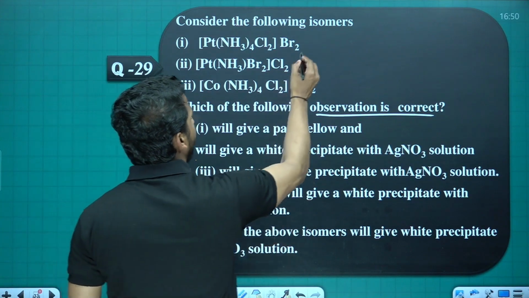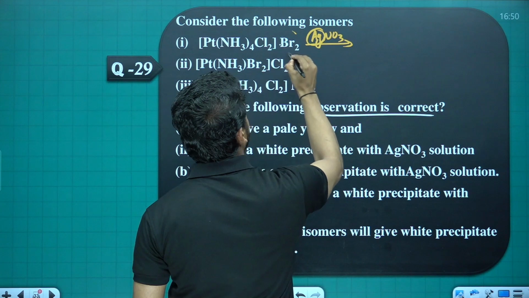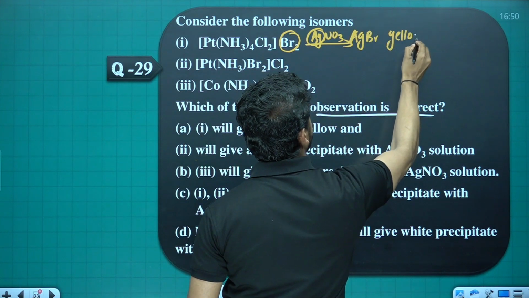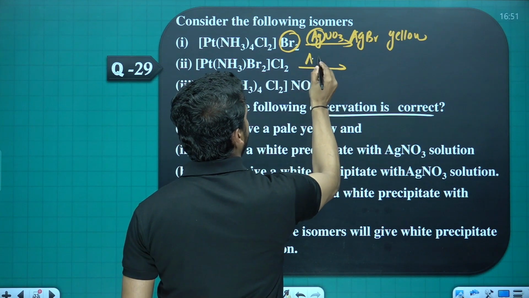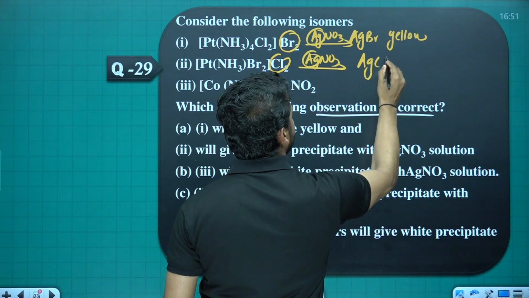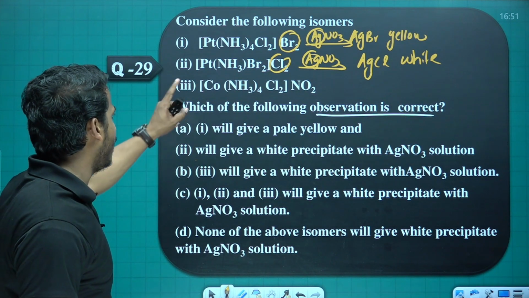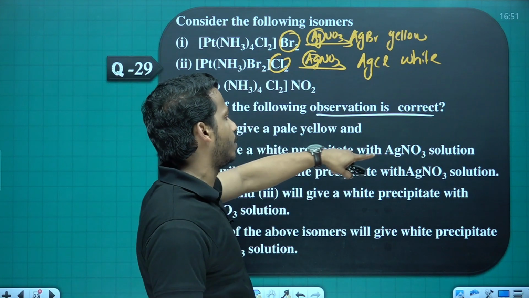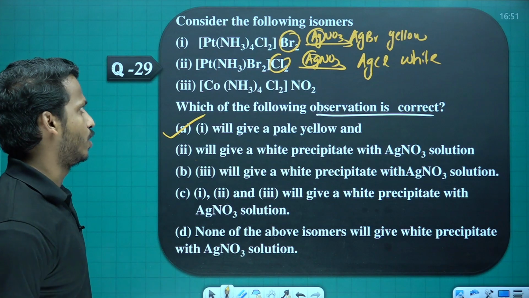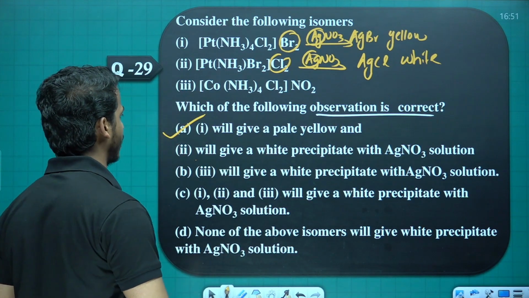If you treat it with silver nitrate, you will get AgBr. Yes, AgBr is yellow in color. If you treat this with AgNO3, you will get AgCl. Remember all, AgCl is white in color. So the first one gives pale yellow and the second one gives a white precipitate with silver nitrate. Yes, that is correct. A is the correct one. Remember, AgBr is yellow and AgCl is white.